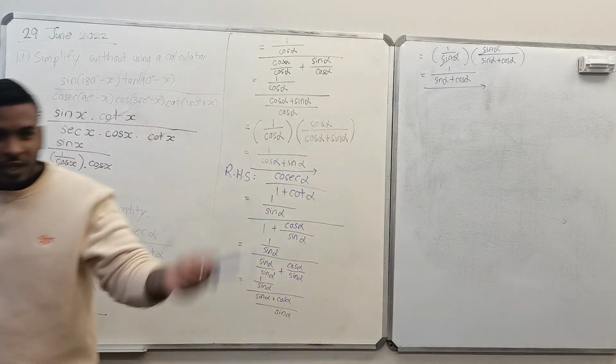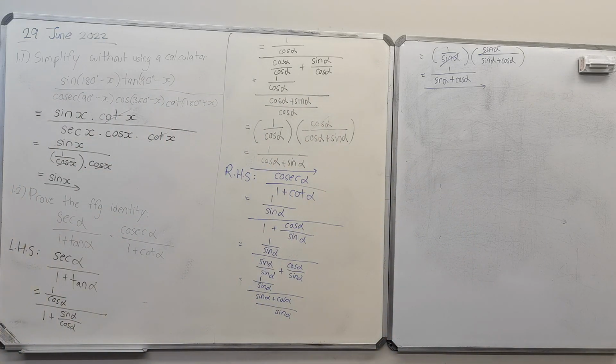Now you see how you have to keep on applying trig rules. It's not only that you're going to get one question where you're only tested on CAST diagrams. No. You're going to get questions where you have to use CAST, special angles, co-ratios, compound, double angle, everything in one.